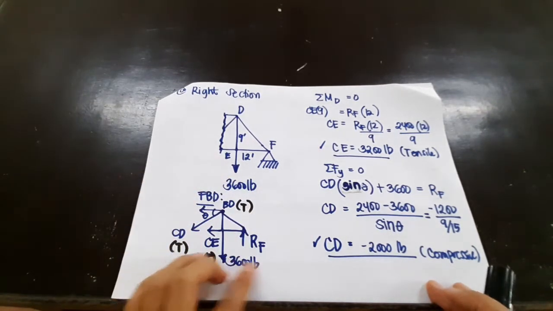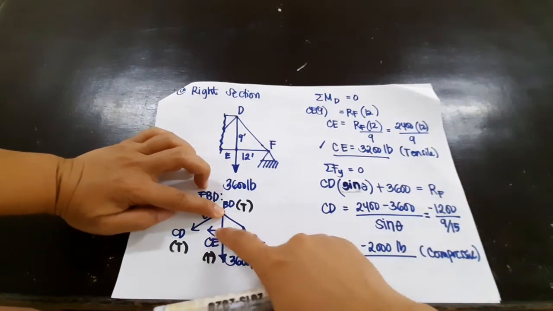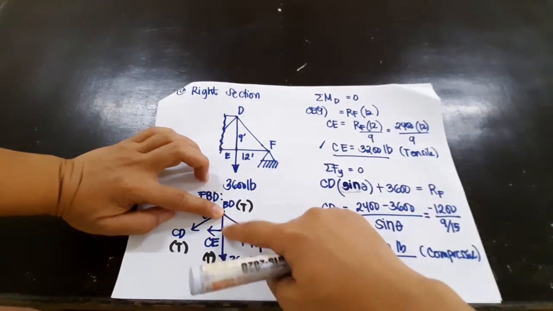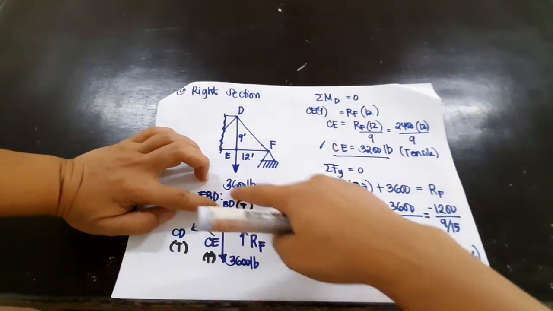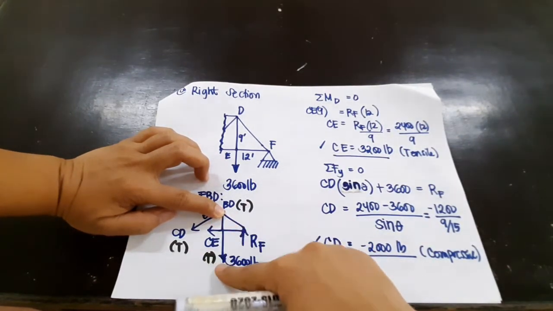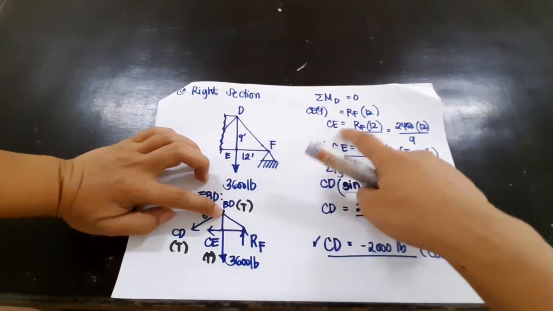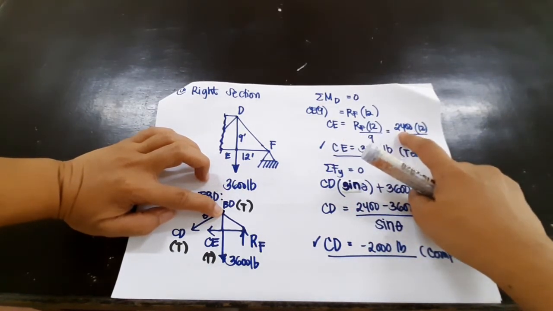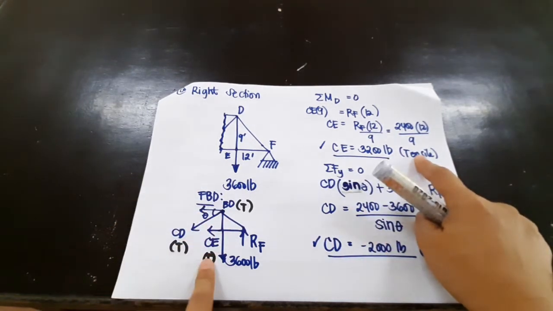Referring to this free body diagram, we can take moment at D, and we can immediately solve for CE here. Taking moment at D equal to 0, we have CE times its moment arm of 9, clockwise, equal to the counterclockwise moment effect of RF times its moment arm of 12. The 3,600 has no moment arm because it passes through point D. So CE is equal to RF times 12 over 9. RF, as we solved earlier, is 2,400, multiplied by 12 over 9, so CE is equal to 3,200 pounds. Since this is positive, CE is tensile.